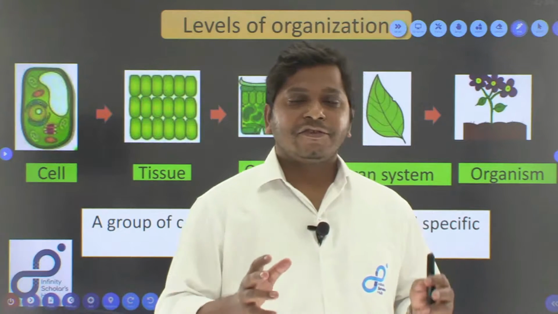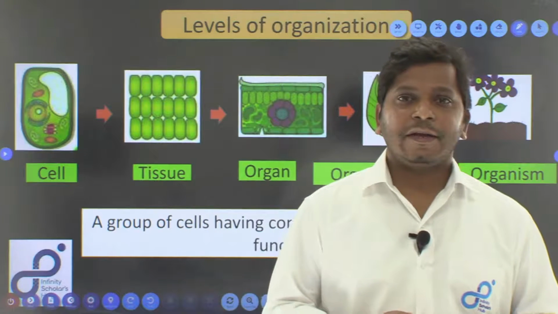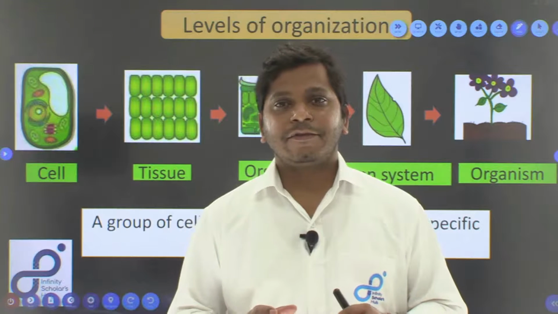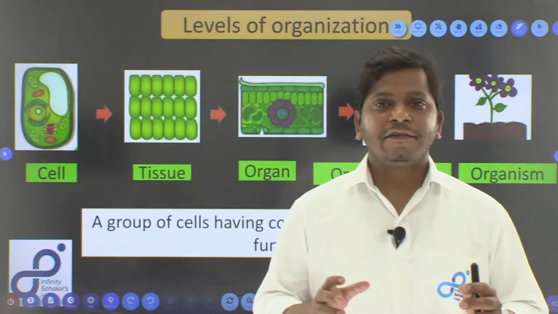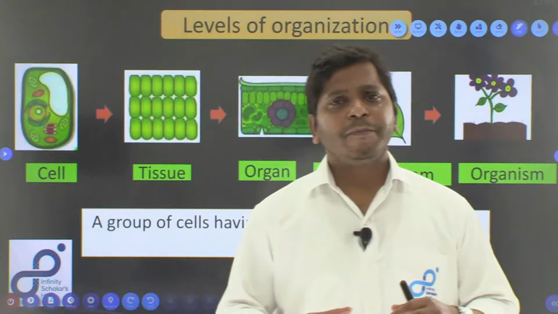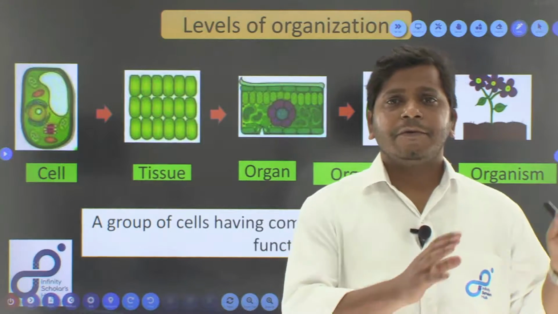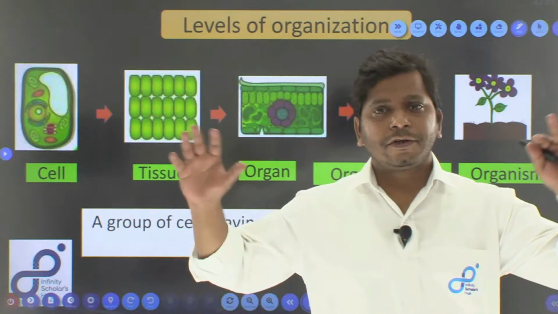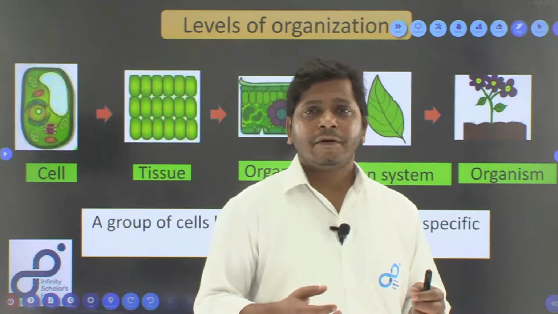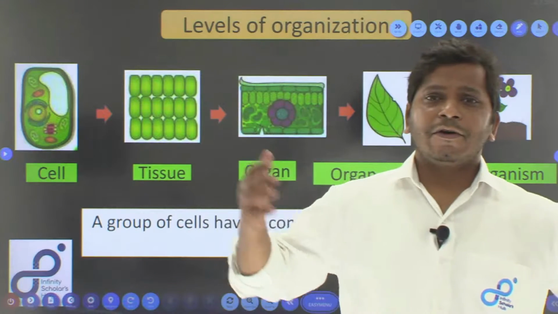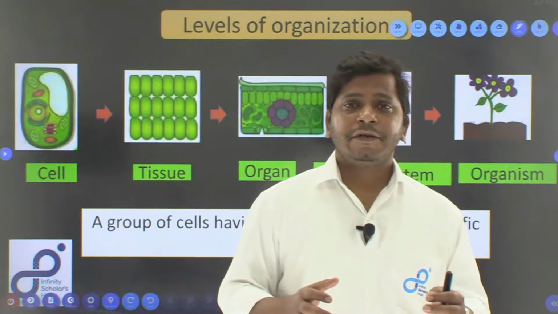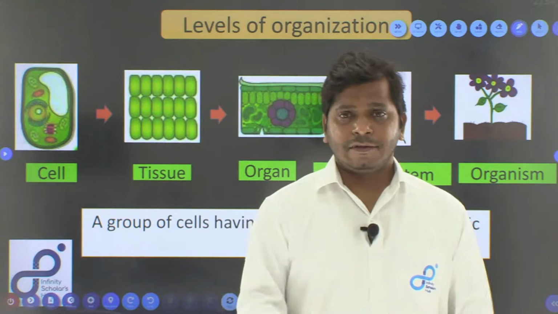In the previous chapter, in the cell biology chapter, you must have learned that all living organisms are made up of cells. So cells are the structural and functional unit of every living organism. No matter what kind of living organism it is, whether it is a unicellular organism like amoeba or paramecium, or a multicellular organism like a multicellular plant or like us, all are made up of fundamentally the smallest unit, which is called the cell.